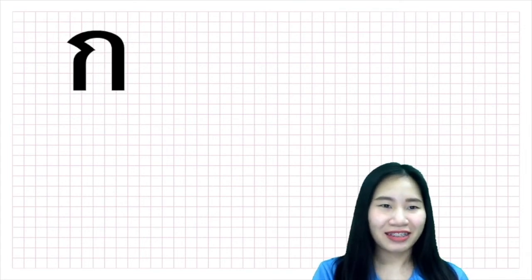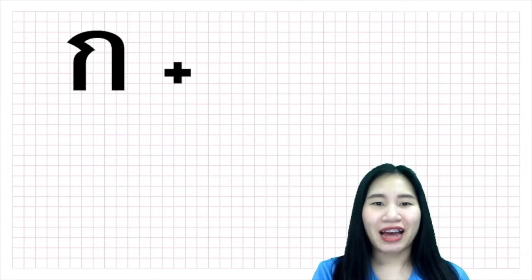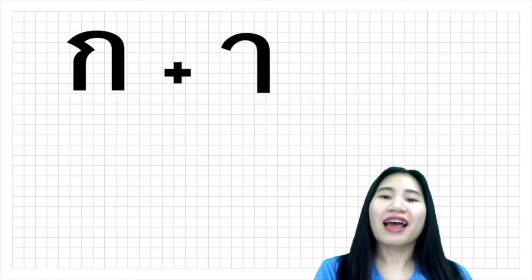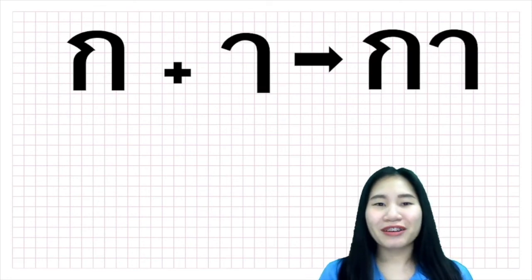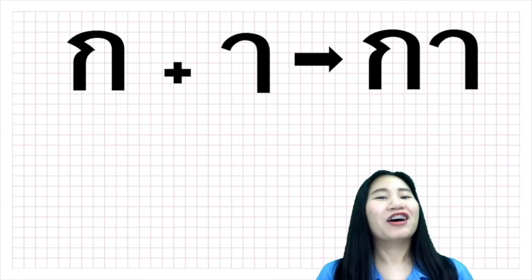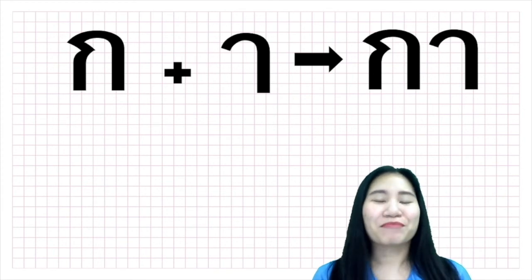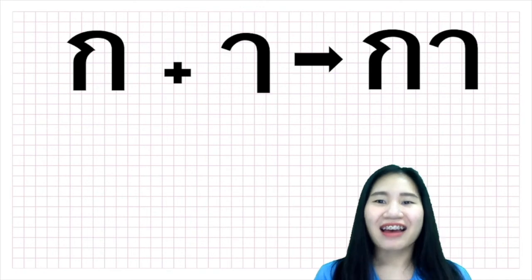After learning middle class consonants and some vowels, now it's time for practicing. We will put the consonants and the vowel together. Let's practice reading with us. The first one, it is this letter. And the vowel is this one. Then, how can you read this word? Very good. This one is pronounced ka.